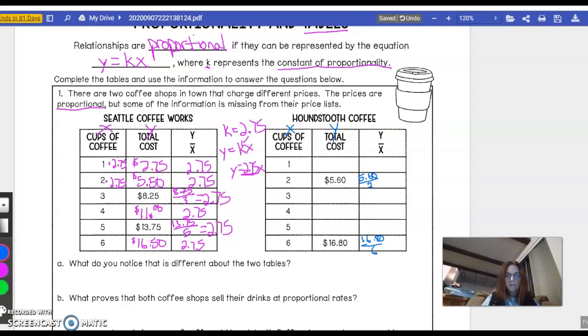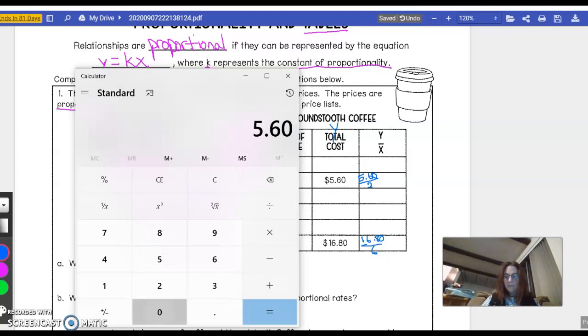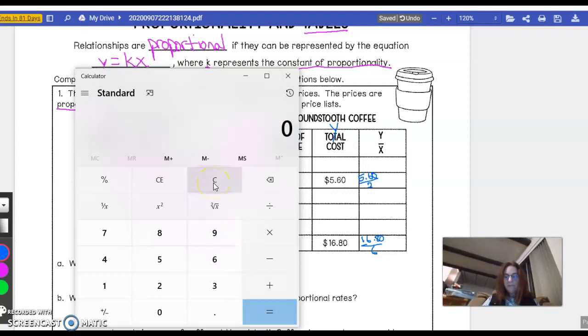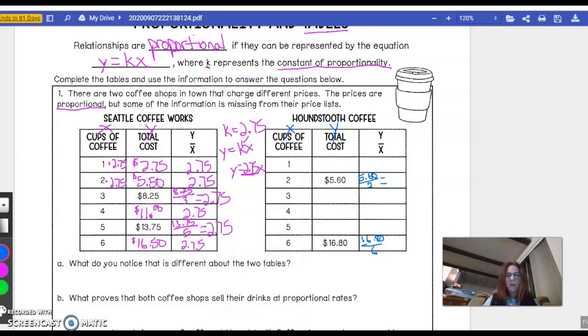Apparently I'm struggling with calculators right now. 2.8, 2.8. So our constant of proportionality, our k, is 2.8. And since we're talking money here, I'm going to say $2.80. Every single one of these, because they're proportional, has to be 2.80.